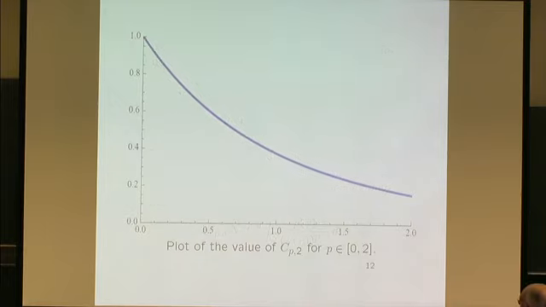So this is a plot of this constant Cp2. You see, this constant does not change a lot. So it is more or less constant. It changes very little in terms of p. So you see, if p is between 1 and 2, it's pretty constant.